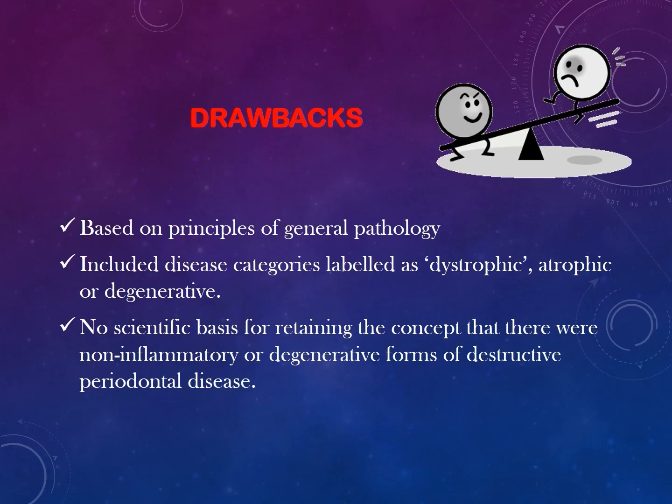Drawbacks of this paradigm. It was mainly based on the principles of general pathology. It included disease categories labeled as dystrophic, atrophic, or degenerative. There was no scientific basis for retaining the concept that there were non-inflammatory or degenerative forms of destructive periodontal diseases. Questions were raised on the existence of periodontosis as a distinct disease entity. This term was actually an infection which was earlier thought to be a degenerative change.